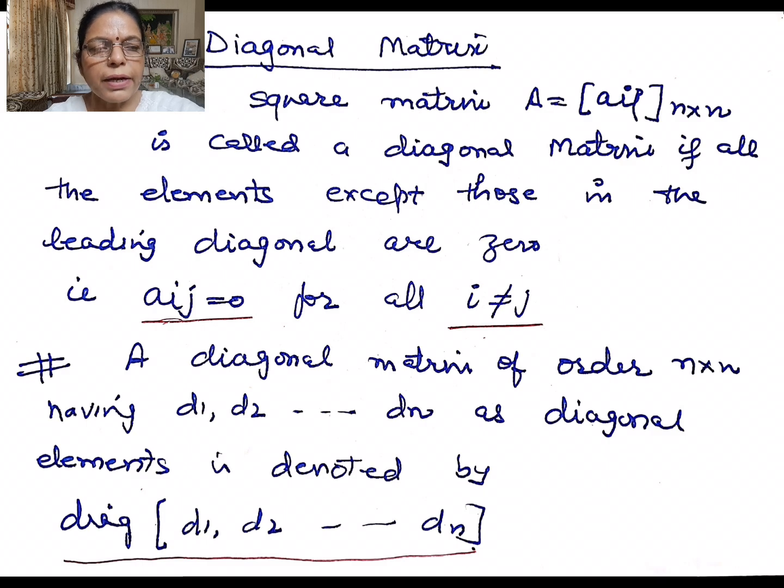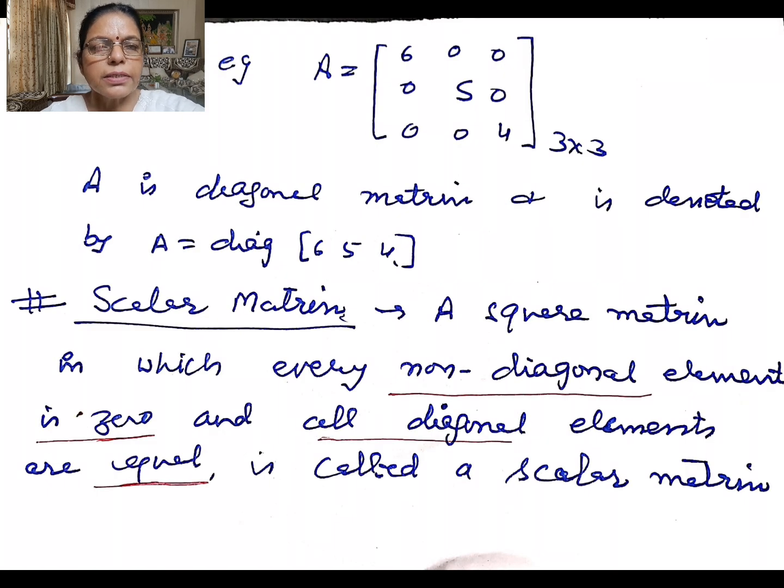So a diagonal matrix of the order n by n having the elements d1, d2, dn as diagonal elements is denoted by diagonal d1, d2, dn. And next example देखते हैं: 6, 0, 0, 0, 5, 0, 0, 0, 4, that is the diagonal matrix of the order 3. तो यहाँ पे हम देख रहे हैं कि सारे diagonal elements क्या हैं, नॉन जीरो, और all non-diagonal elements are 0.